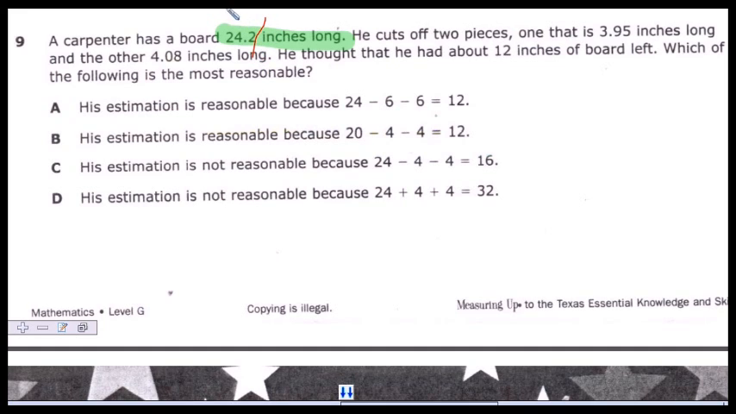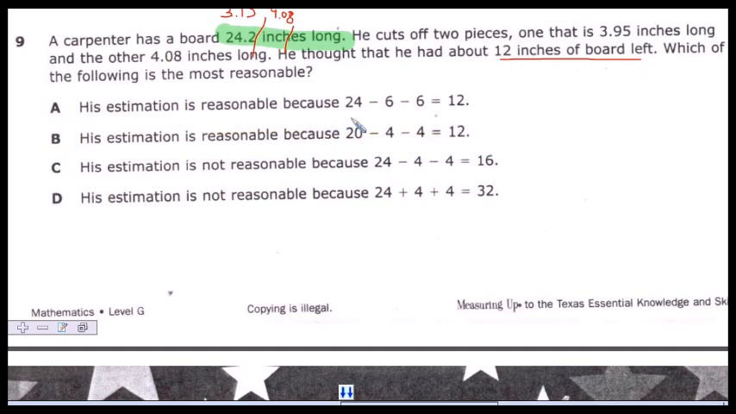So if I cut off a piece, that's going to be 3.95. So I'm taking that away, right? That's called subtraction. And then the other one is 4.08 inches long. So cut another piece, and that's 4.08. Okay, so I'm taking that away. I know that's an ugly 8, but okay. He thought that he had about 12 inches of board left. Which of the following is the most reasonable?